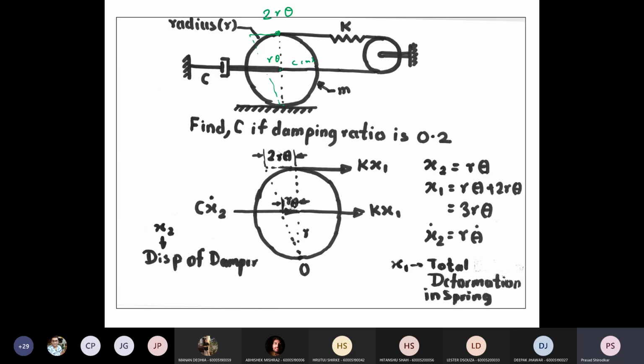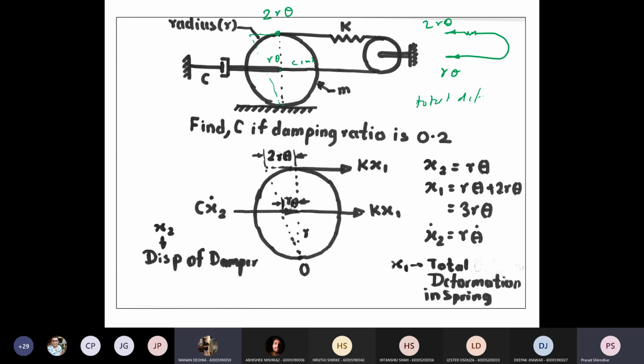If I construct the free body diagram of this spring, free body diagram is a very powerful tool. So this is R theta, and this is 2r theta. The spring is getting pulled on both sides by this deflection. So total deflection in the spring is what? Because it is of the same spring, we are adding it.